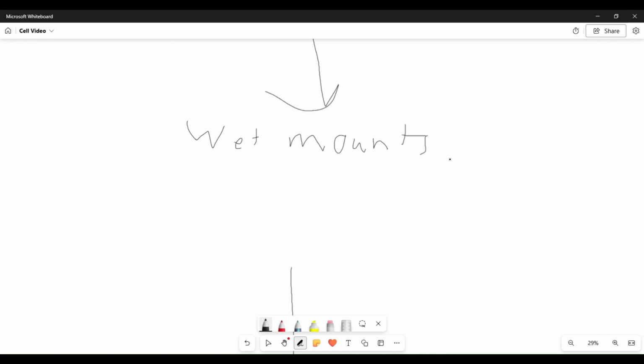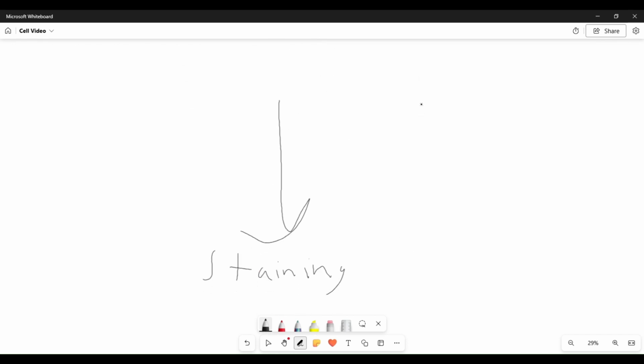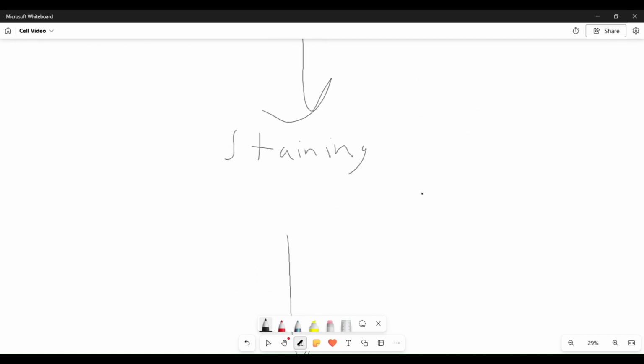Now, when it comes to staining, there's a couple different types of stains. There's iodine stains, which is one of the more commonly available stains and is used to identify starch in a variety of samples. And it will stain starch as brown or blue-black. Glycogen will show as red.